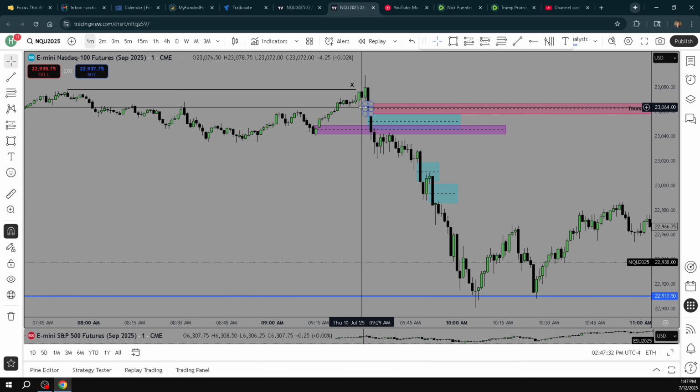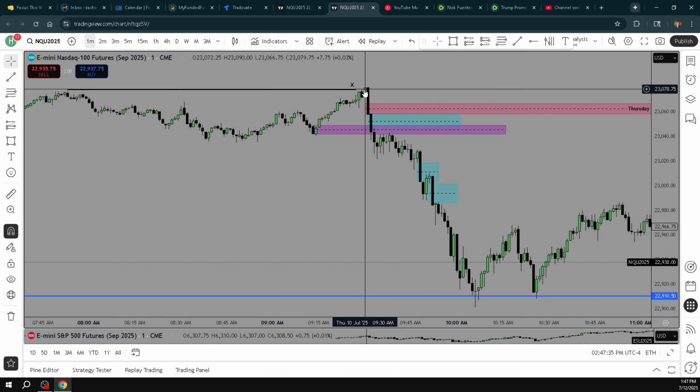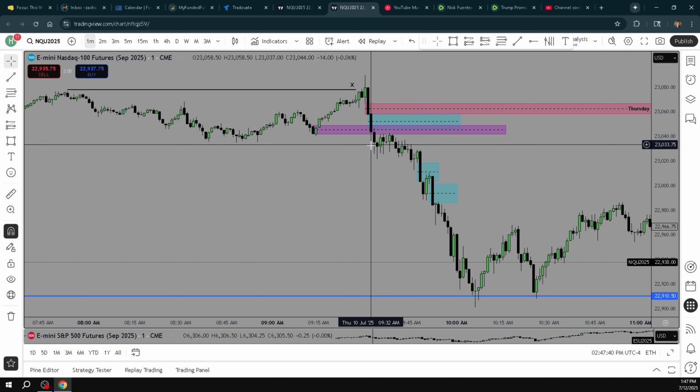Okay, so we open right on this candle, this green candle, 930. Open higher, immediately drop lower.